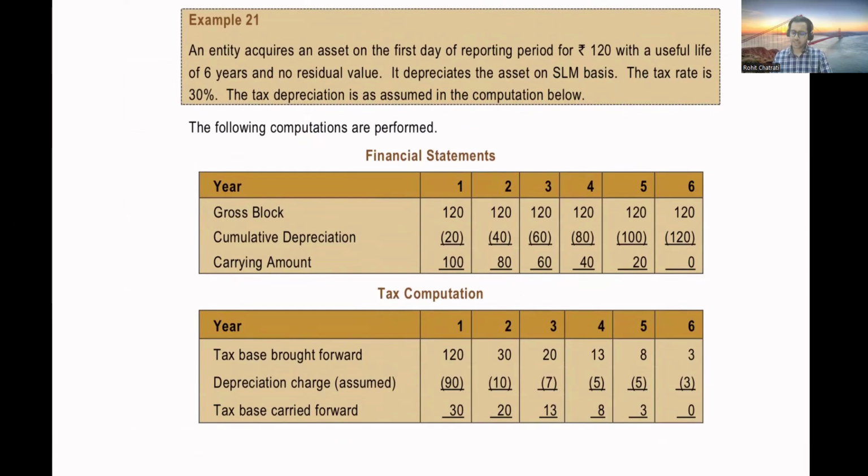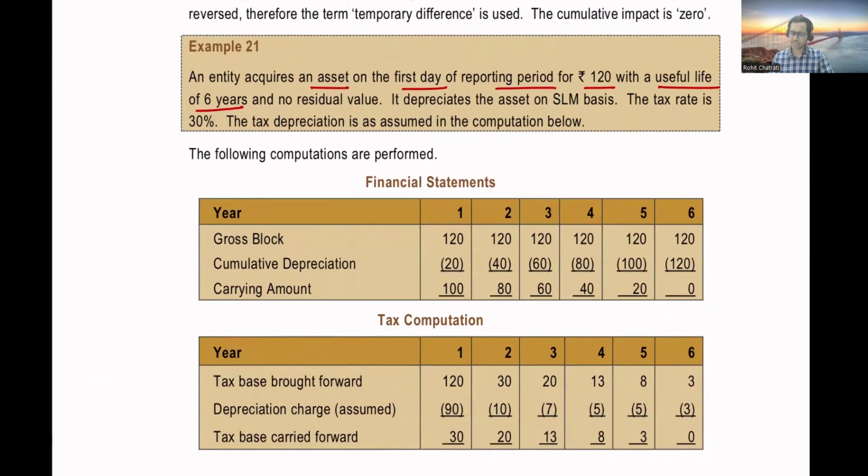Now let's take a look at example number 21. An entity acquires an asset on the first day of the reporting period for 120 with a useful life of 6 years. Basically the cost is 120 and the useful life is 6 years and there is no residual value. It depreciates the asset on SLM basis.